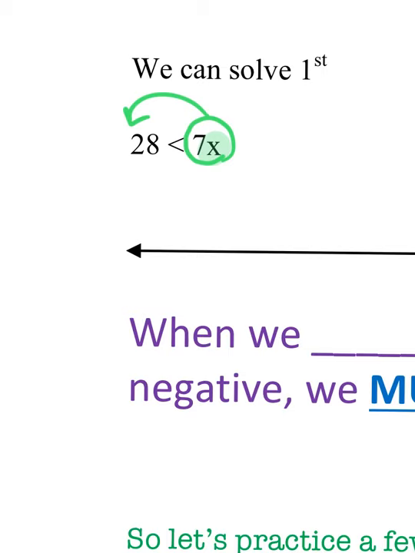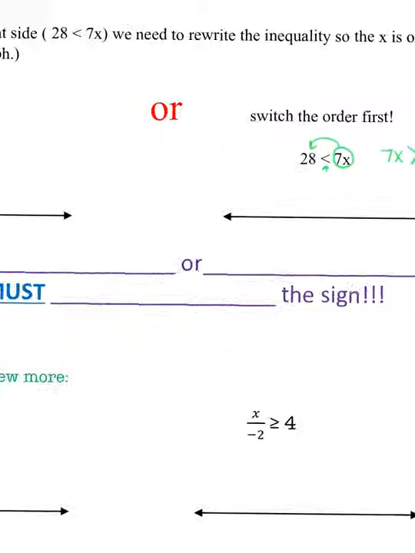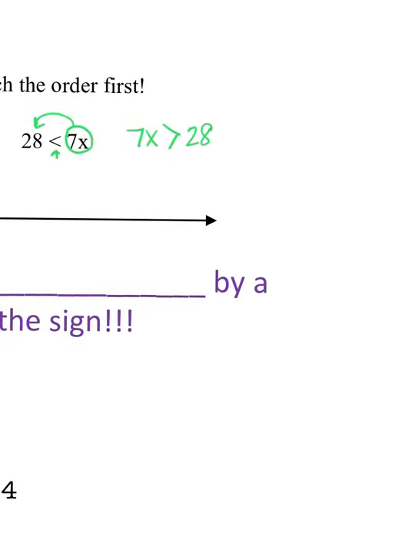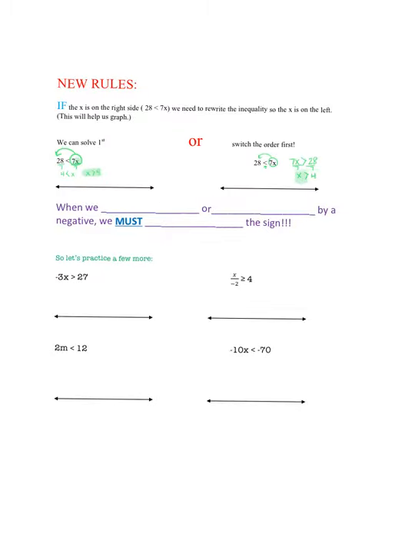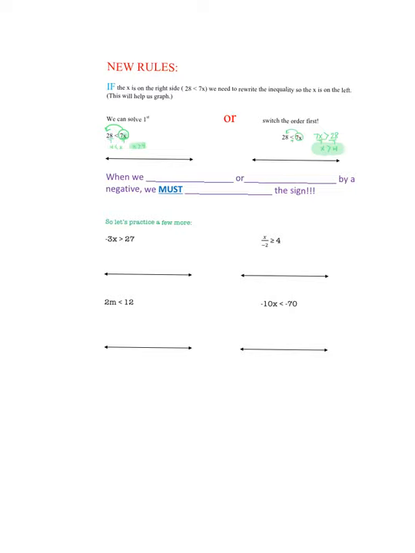Now, if we solve first, we're going to divide both sides by 7, and we're going to get 4 is less than x, and now we're going to switch it. So it would say x is greater than 4, and that's going to be your answer here. If we look over here and we solve it, we divide both sides by 7, and we get x is greater than 4. So both answers are correct. And again, we're just graphing it.